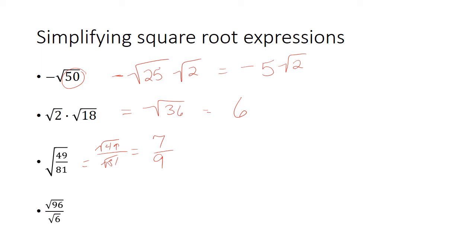Now in this case, when I look at it, my first thought is, is 96 divisible by 6? And it is, so I'm going to rewrite it and combine them into a single one. 96 divided by 6, which is the square root of 16, and the square root of 16 is 4.